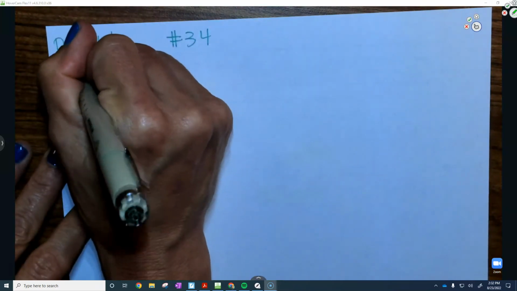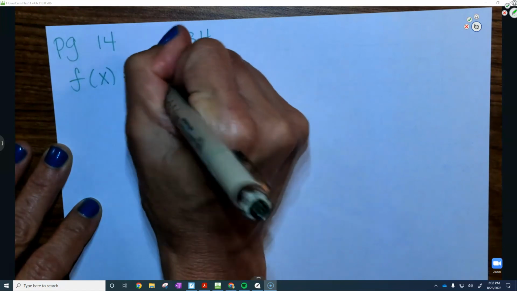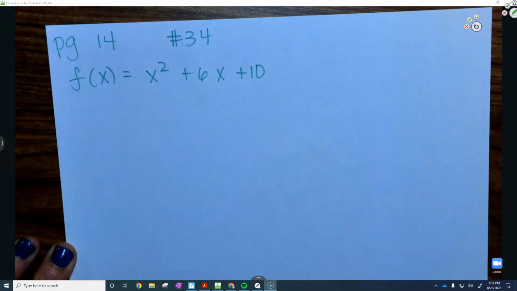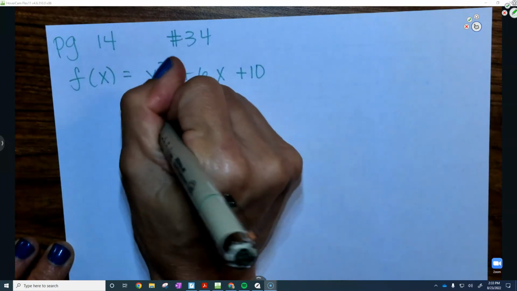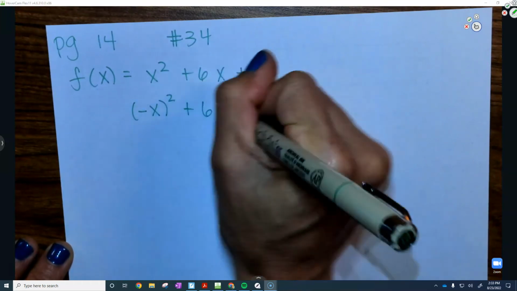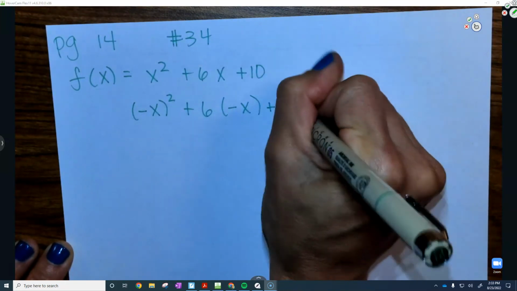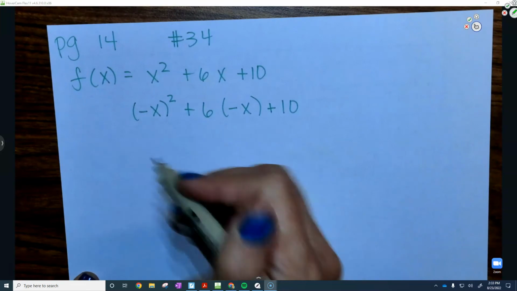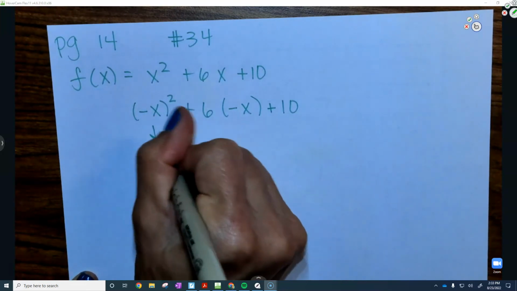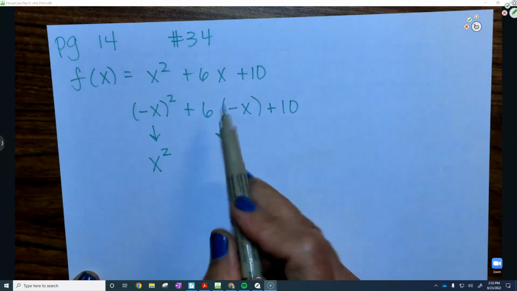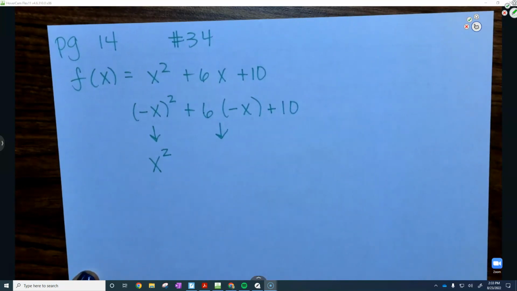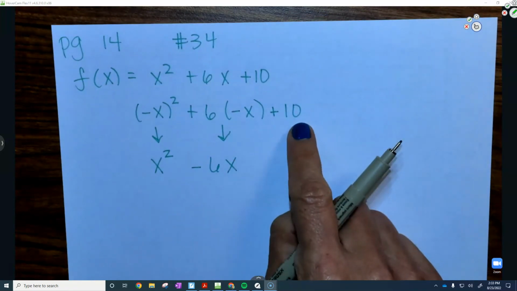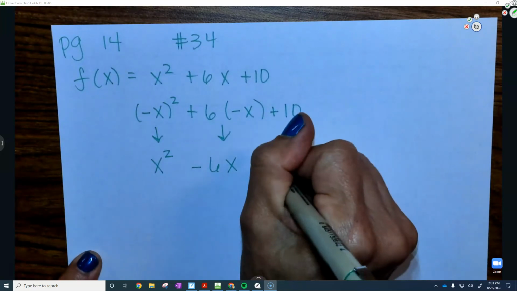All right, so this is the original. This is due tomorrow. We're going to plug in negative x. Parentheses. I love parentheses. They're like my best friend. All right, here we go. What's a negative times a negative? Right. So this turns into positive x squared. What's a negative times a positive? Right, negative 6x. That is correct. Oh, well, there's nothing on the 10, so just write plus 10.